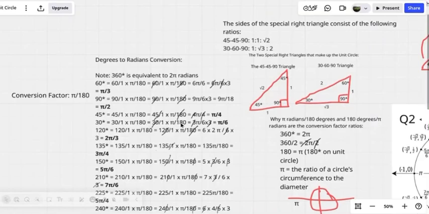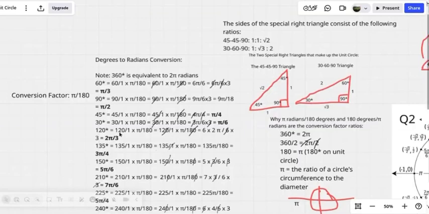You cross out the zeros, cross out the degrees symbol. 6 times 3 is 18. And then you cross out the 3's. Sorry, this time it's flipped, unlike this one. Cross out the 3's, and you're left with pi over 6. So 30 degrees is equivalent to pi over 6 radians.